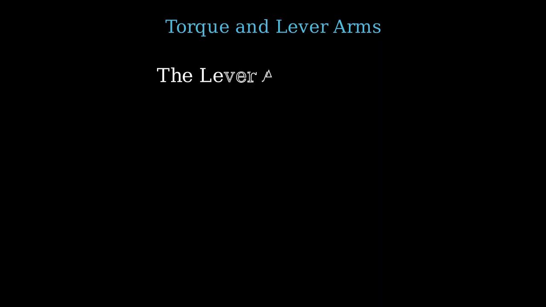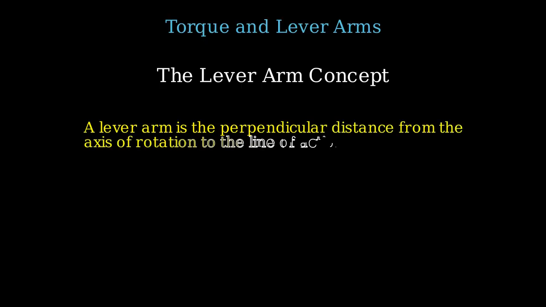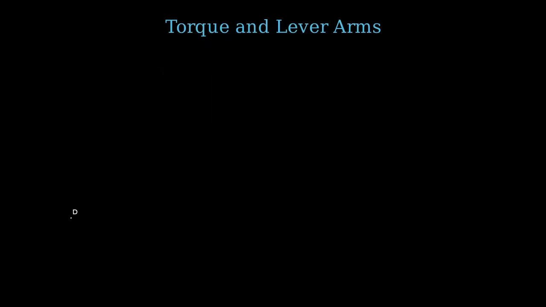Let's explore torque and lever arms, two fundamental ideas in rotational motion. We'll start with the concept of a lever arm. A lever arm is the perpendicular distance from the axis of rotation to the line of action of a force.